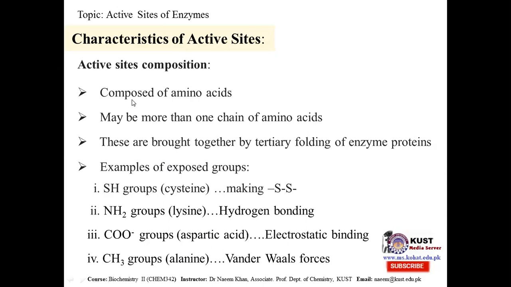So the active site is composed of amino acids, and the amino acid chain may be more than one, and they are brought together by the tertiary folding of the enzyme protein. This we know. The groups exposed may be SH groups for establishing disulfide linkages, NH2 groups for hydrogen bonding, COO negative groups for electrostatic bonding, or non-polar groups such as the methyl group for van der Waals force interaction.